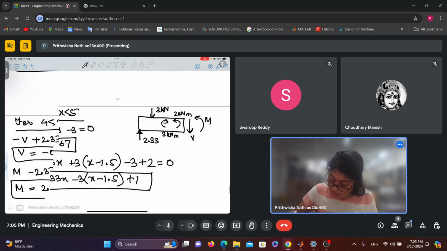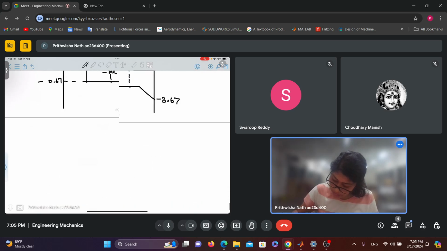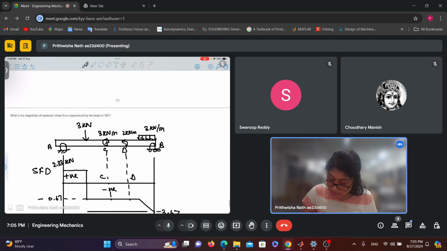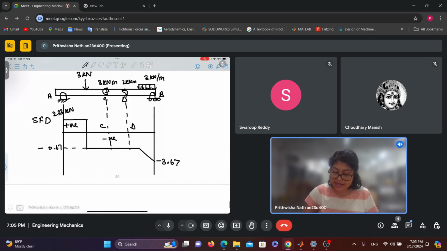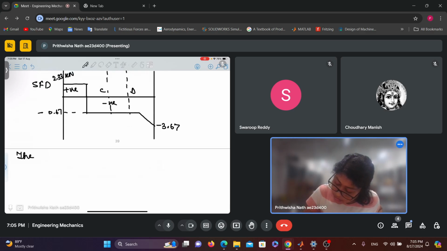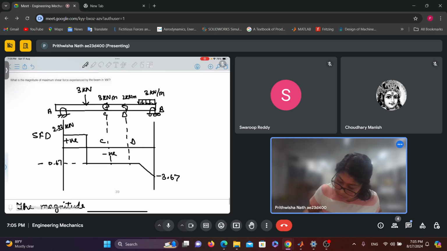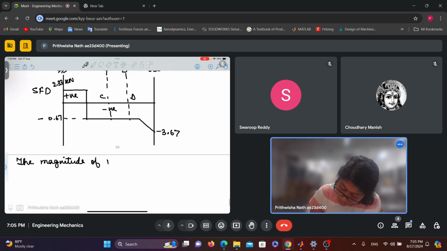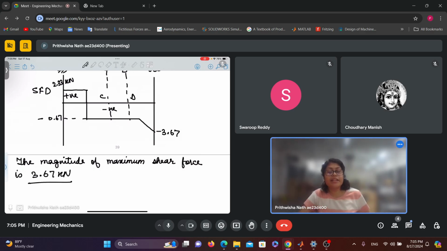And the last part of the problem, magnitude of maximum shear force. You can see from SFD, right? It's 3.67. So the magnitude is this. Is this clear to everyone?